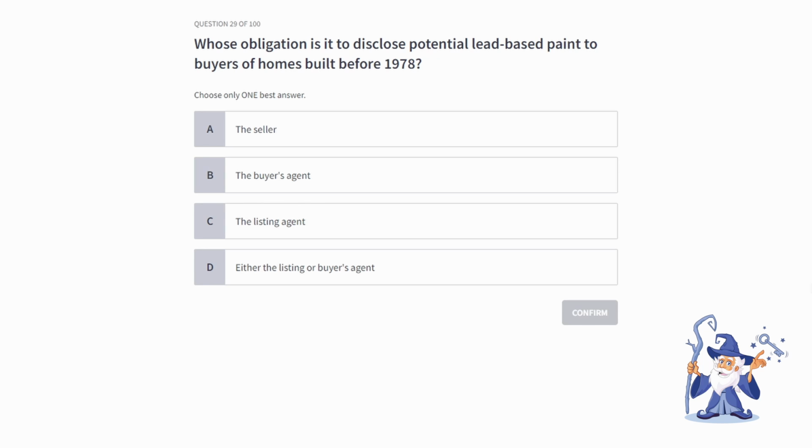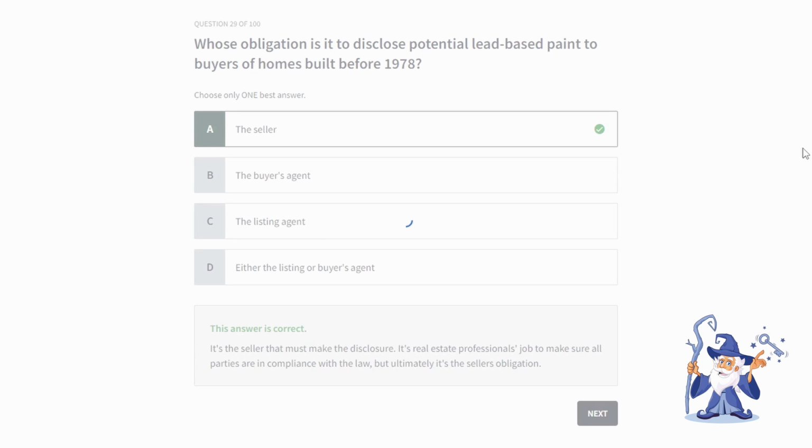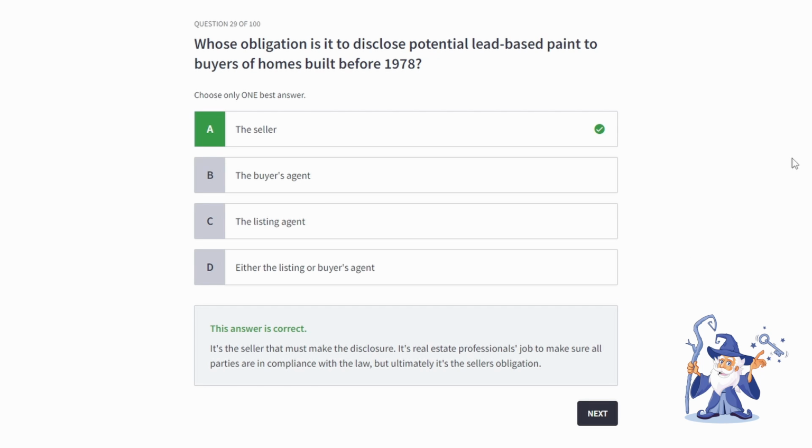Okay, so I'm really curious who got this one right and who didn't, because this is one of the ones that I see people get mixed up all the time. So the question was, whose obligation is it to disclose potential lead-based paint to buyers of homes built before 1978? So the correct answer for this one is going to be A. It's the seller. That's right, it is the seller. It's the seller that must make the disclosure.